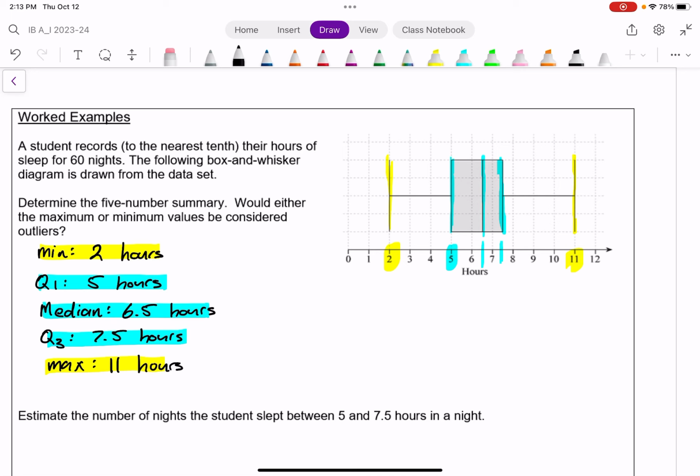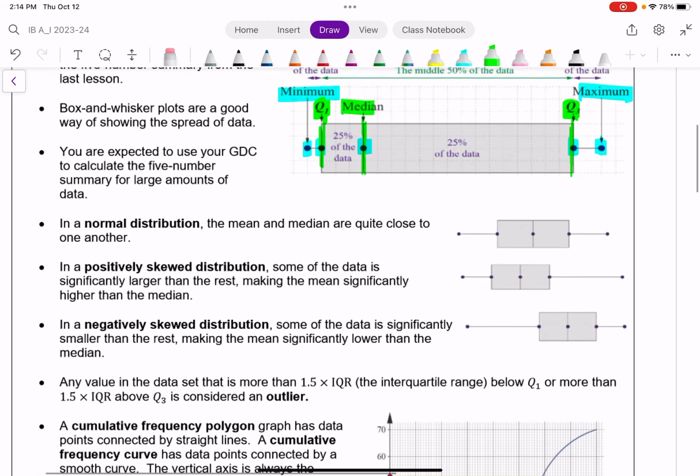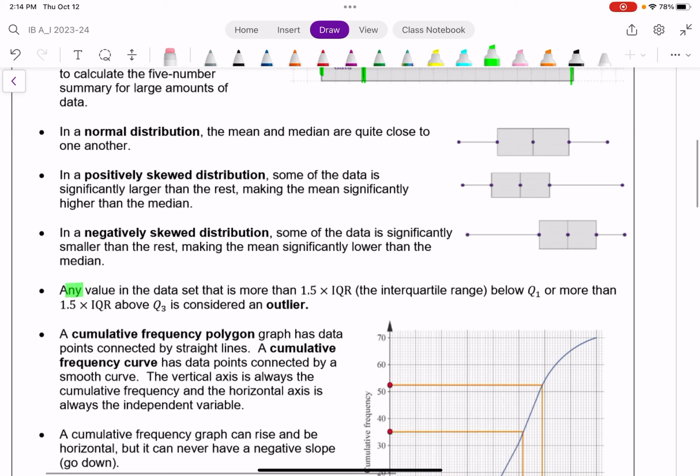Now, the other thing I ask is, would either the maximum or the minimum, so either the 2 hours or the 11 hours, be considered outliers? Well, outliers came up in a previous lesson, and now we have a more definitive description of what an outlier is, and we can see right here. Any value in the data set that is more than 1.5 times the IQR, that interquartile range, below Q1 or above Q3 is considered an outlier.